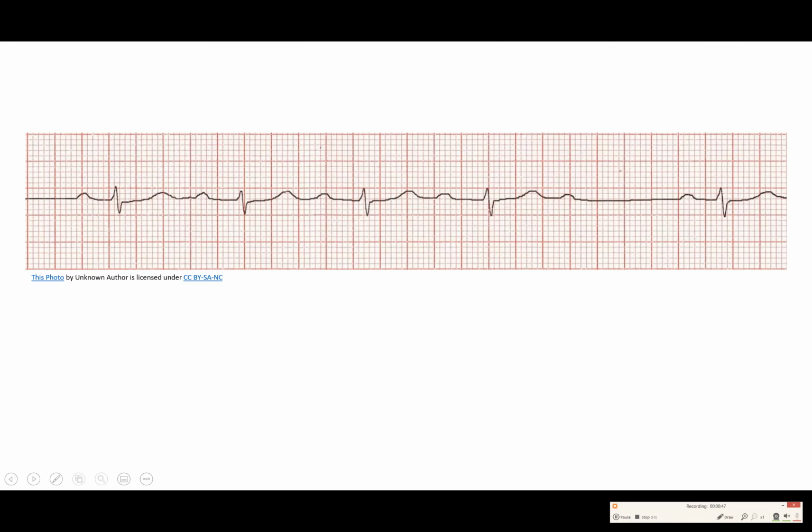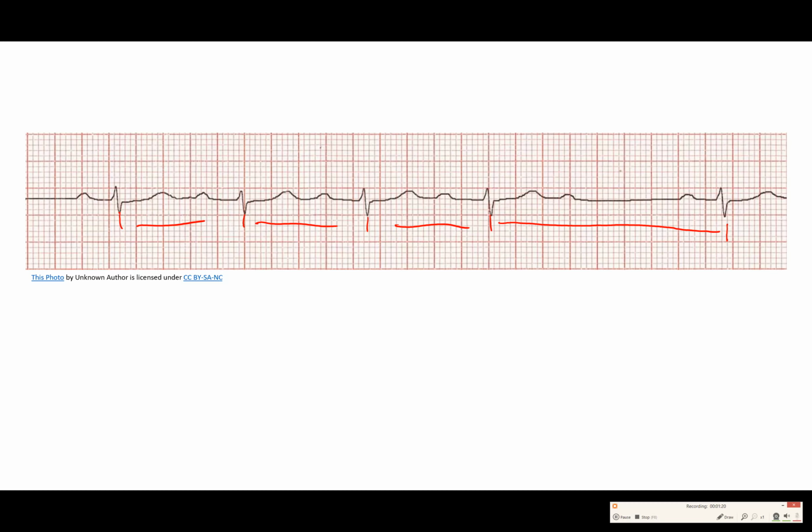This next rhythm strip, you can see what looks to be an irregular rhythm. And it's an interesting one because at first glance it looks like it could be regular if you're looking at the distance between these R waves here. They all look pretty much the same. However, there's then a very long distance between those two R waves. So clearly there's something irregular happening here.